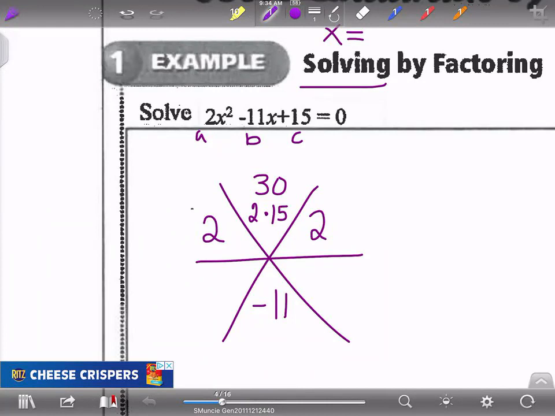So in your asterisk, you should have A in the top right and top left sections, 2 and 2. B is going to the bottom middle, so negative 11 in the bottom middle. And be careful, for the top middle, you have to multiply A times C. 2 times 15 gives us a value of 30 for the top middle section. So now we're looking to find two numbers that multiply to give me 30 and add to give me negative 11.